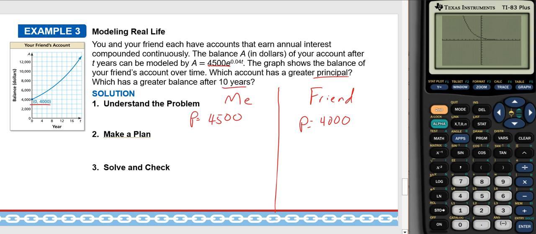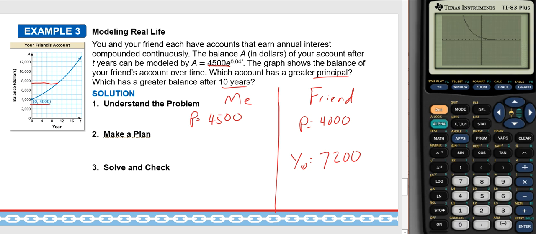And then they want to know after 10 years. So in year 10, for friend, I go to the graph. That would be about right here, right? So I would bring that over to, I could say that's about $7,200 would be about what my friend might have, 7,300, but somewhere in there.